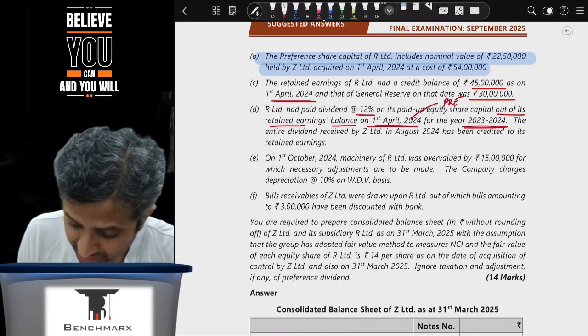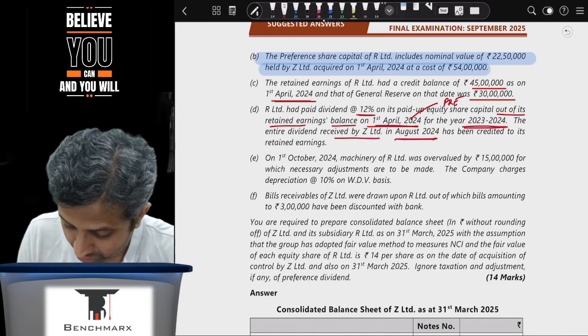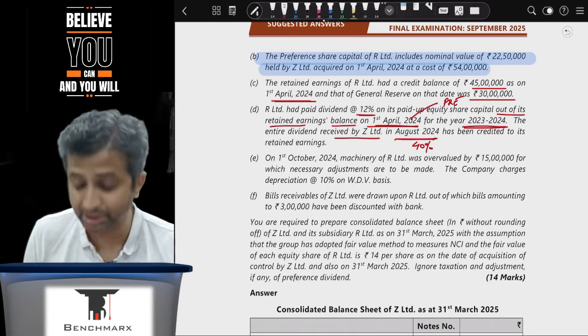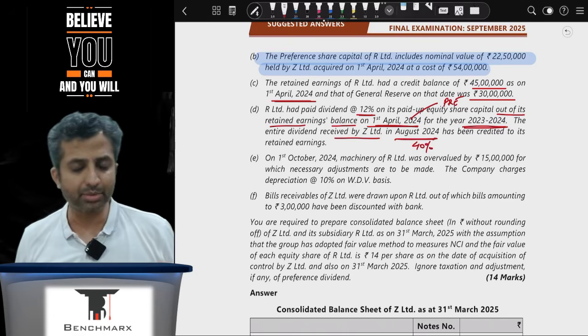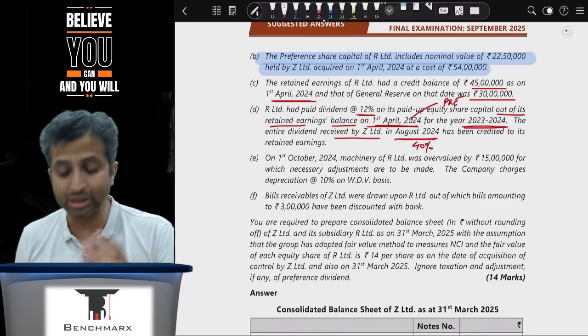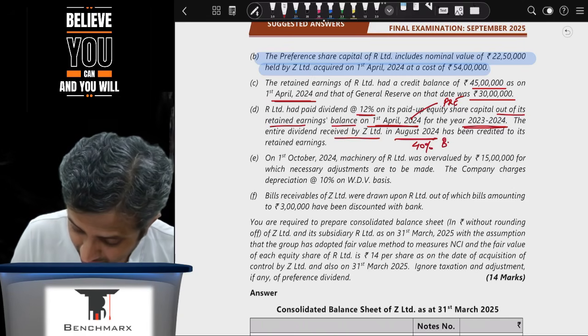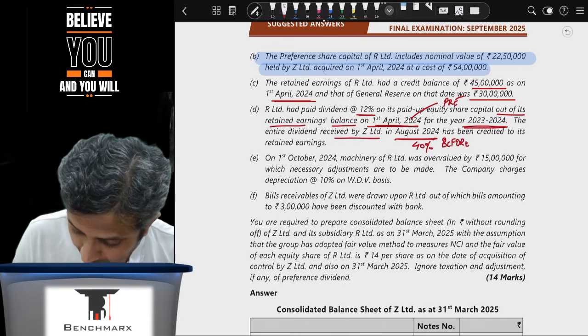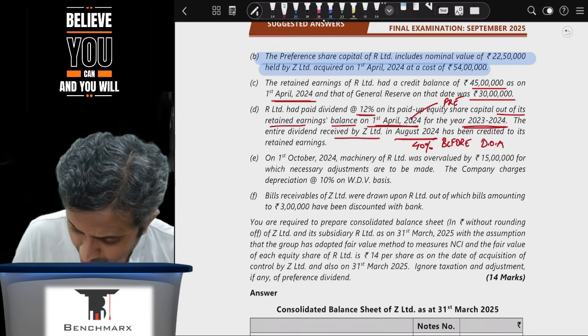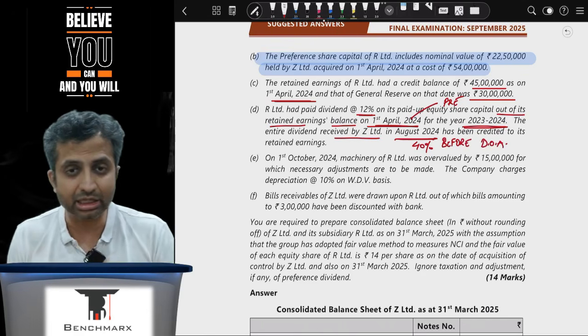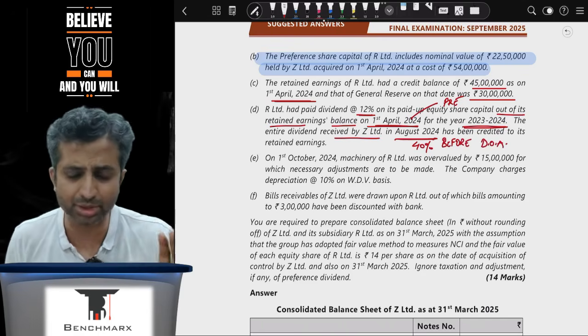The entire dividend was received by Z in August 24. See, in August 24 I had only a 40% stake. I acquired a total of 85% stake on 1st of January. So this is a dividend that has been received before the date of acquisition. Remember, if the dividend is received before the date of acquisition, that is an income on investment, should go to the P&L, must be in the P&L.